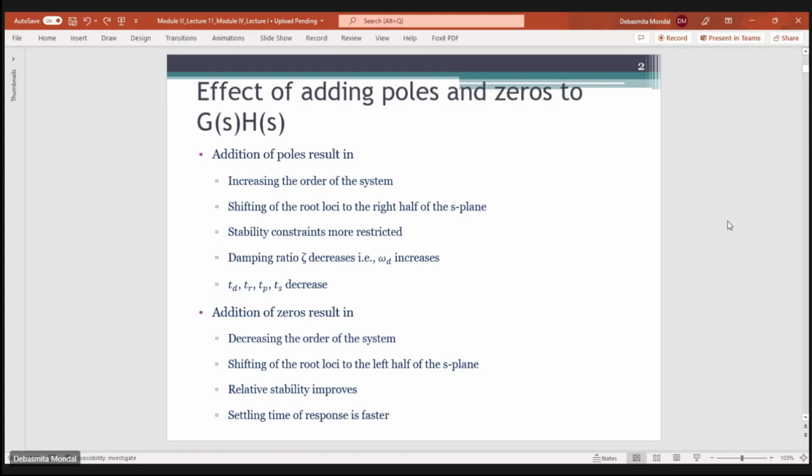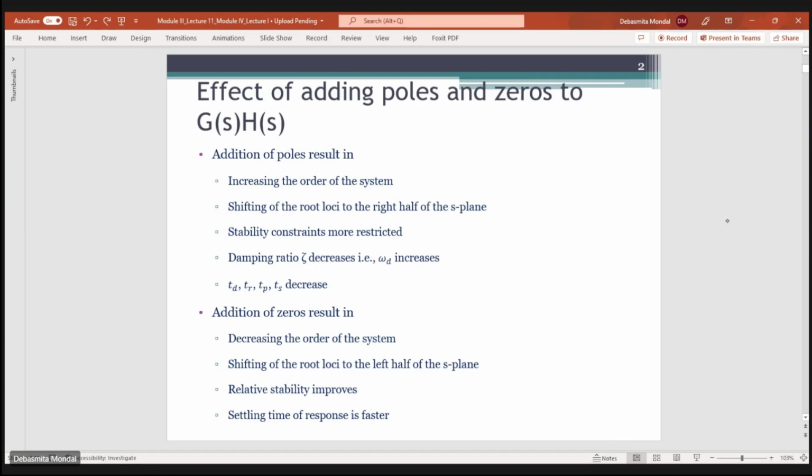Then we also talked about the effect of adding poles and zeros to a given open loop transfer function. In general, the conclusion is that addition of poles to the open loop transfer function, that is G(s)H(s), usually results in increasing the order of the system, because poles are added in the denominator, so the highest power of the denominator polynomial increases. So the order of the system is higher.